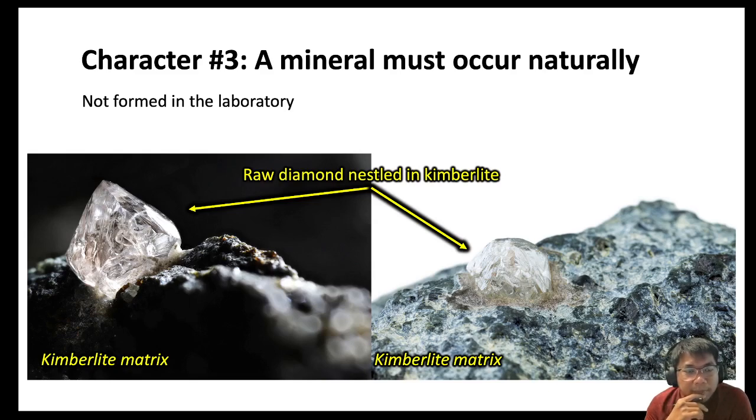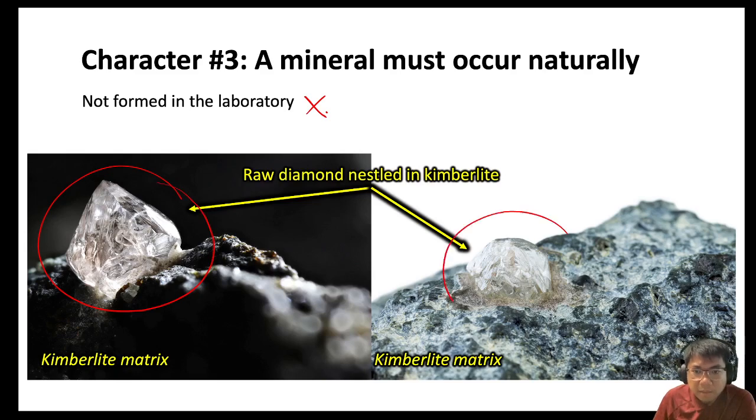So the next characteristic is that a mineral must occur naturally, and cannot be formed in the lab. For example, these are pictures of diamond, and these diamonds are embedded within their matrix, called kimberlite, which is very common in some parts of Africa. You can see that they are solid and they occur naturally. Therefore, diamonds are minerals.